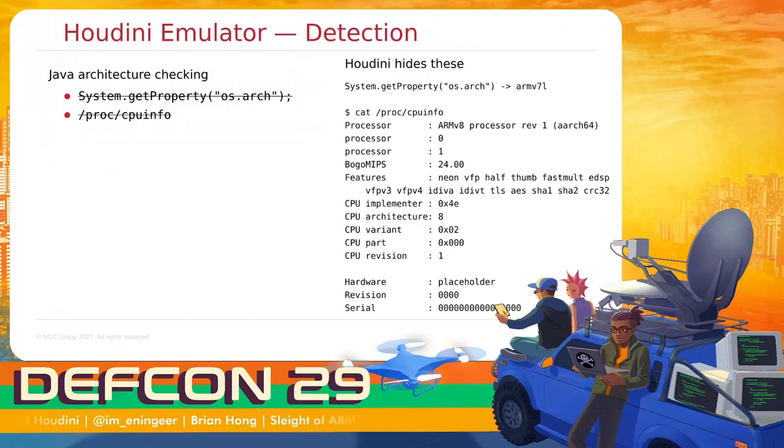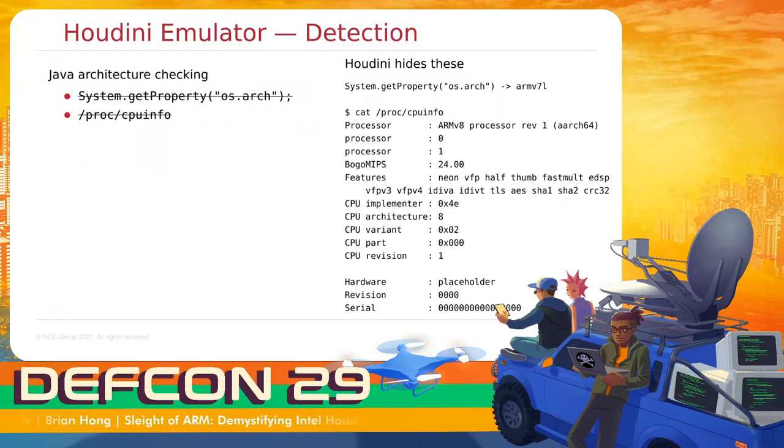But as it turns out, you actually can't do that because Houdini hides these. So when you do System.getProperty os.arch, libHoudini makes it say armv7l from the Java side when you're running with native bridge. And when you try to cat /proc/cpuinfo, it would actually return armv8 processor revision 1, AArch64.